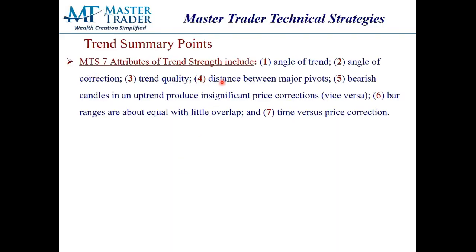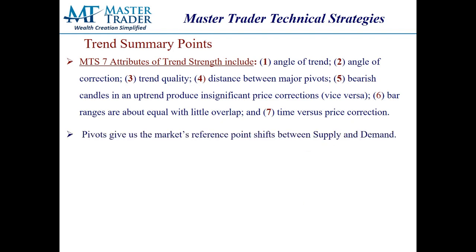Trend summary points. Master Trader, 7 attributes of trend strength. It's the angle of the trend, angle of the correction, trend quality. Are prices overlapping or are they moving in a fluid way? What's the distance between major pivots? Are bearish candles in an uptrend producing insignificant price corrections or vice versa? Bar arrangements, are they equal with little overlap? And lastly, time corrections versus price corrections, meaning sideways versus pullbacks.